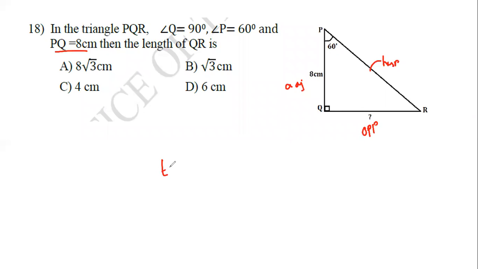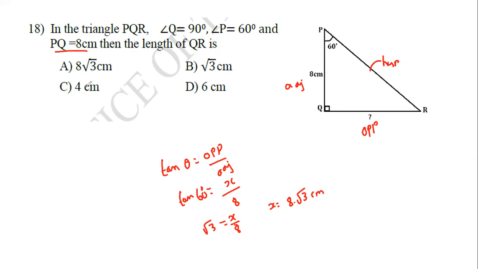Okay, so apply opposite by adjacent. Let's take tan. Tan theta is equal to opposite by adjacent. Tan 60 degrees is equal to, opposite value is x, I will take adjacent value is 8. What's the value of tan 60 degrees? Root 3. Root 3 is equal to x by 8. So you will get x is equal to 8 root 3 centimeters. So which option is right? Option A is correct.